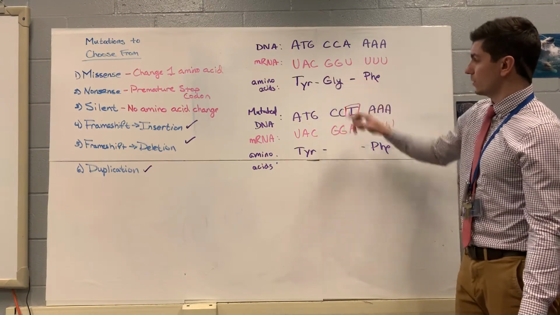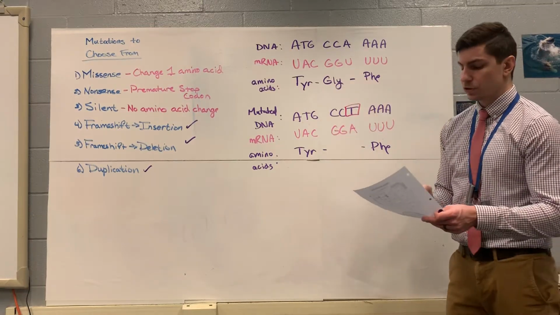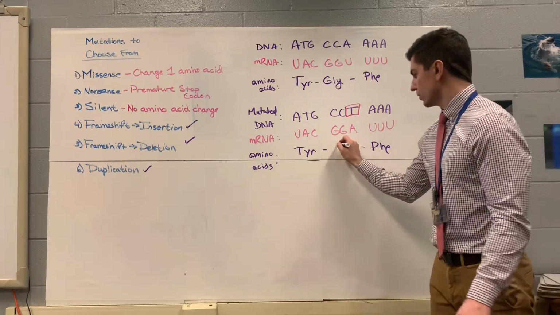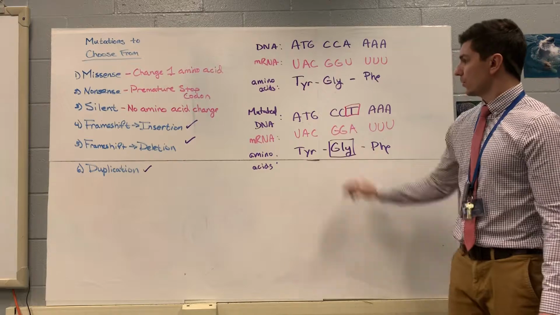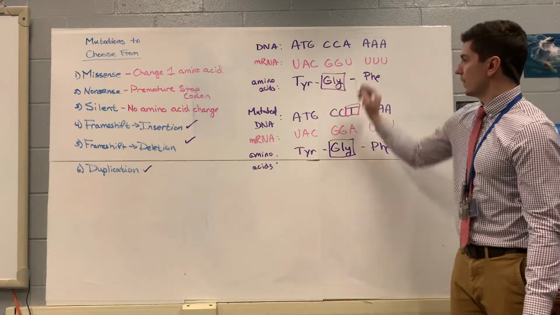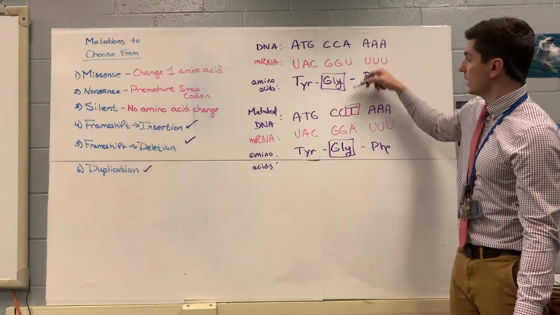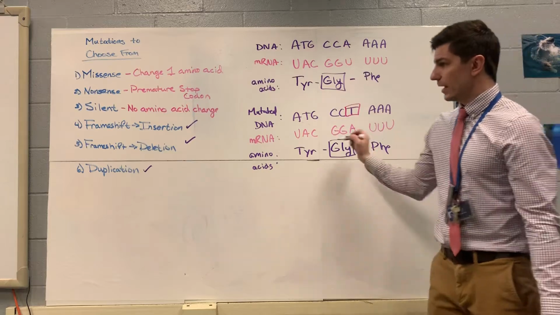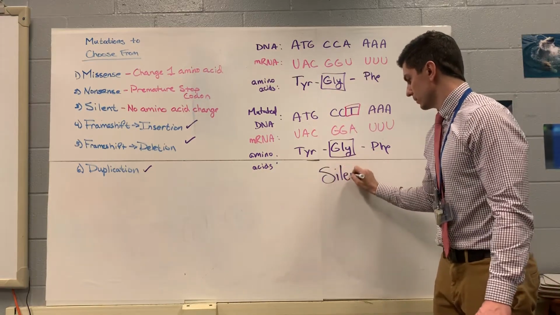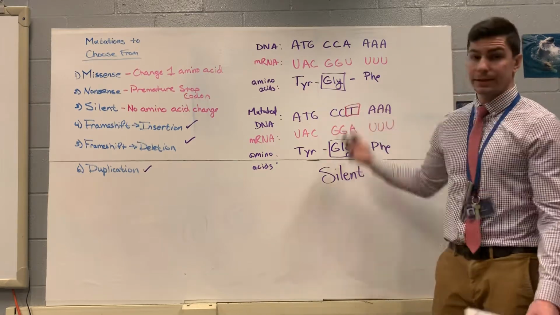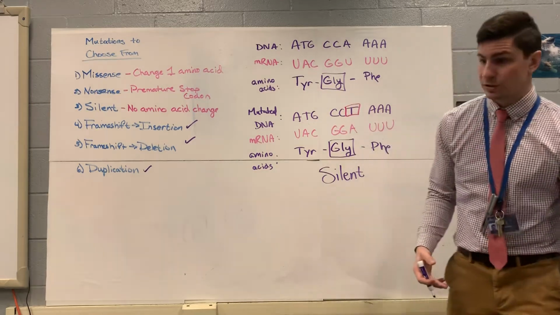So we got the GGU going to GLY. Now if you look at your charts, GGA also goes to GLY. There was no change in our amino acid, even though the A is now a T. So that one, guys, is going to be our silent mutation because the amino acid did not change. Okay? So that's your silent mutation.